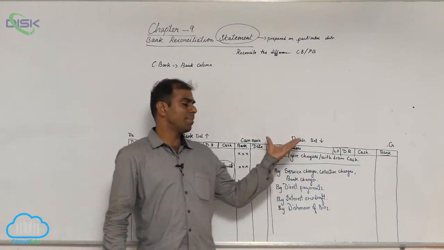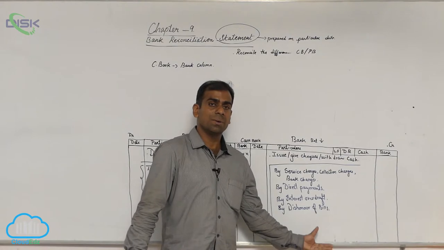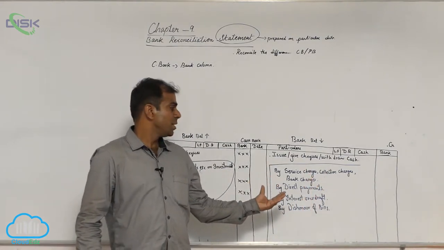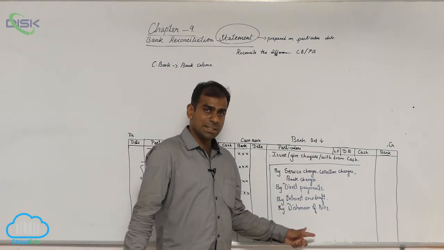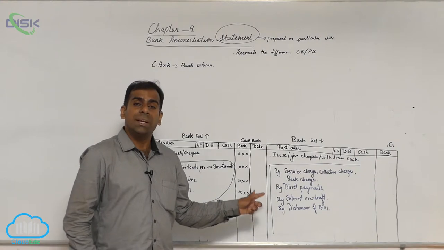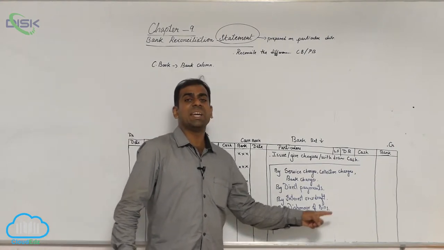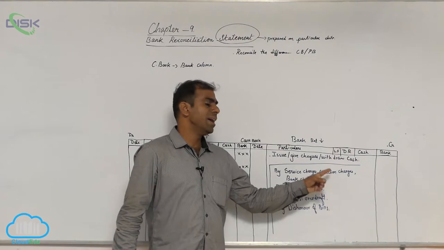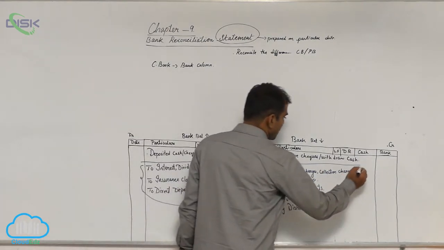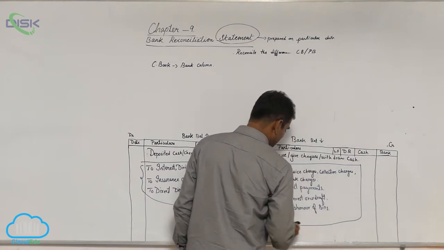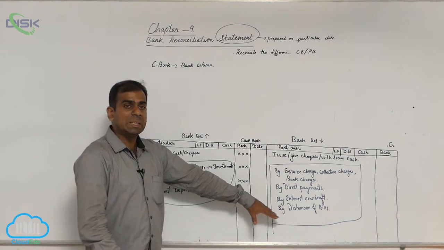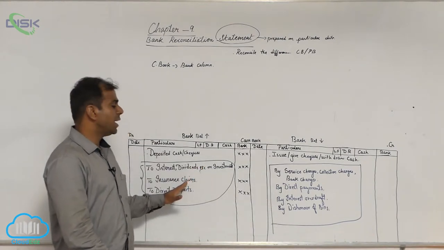As a result, your bank balance will come down. So these are some of the important reasons for which your bank balance decreases, and these transactions are first initiated by the bank. Later on you get the information and you record it in the cash book on the credit side. So I have separated these transactions because these transactions can be entered by you into the cash book.